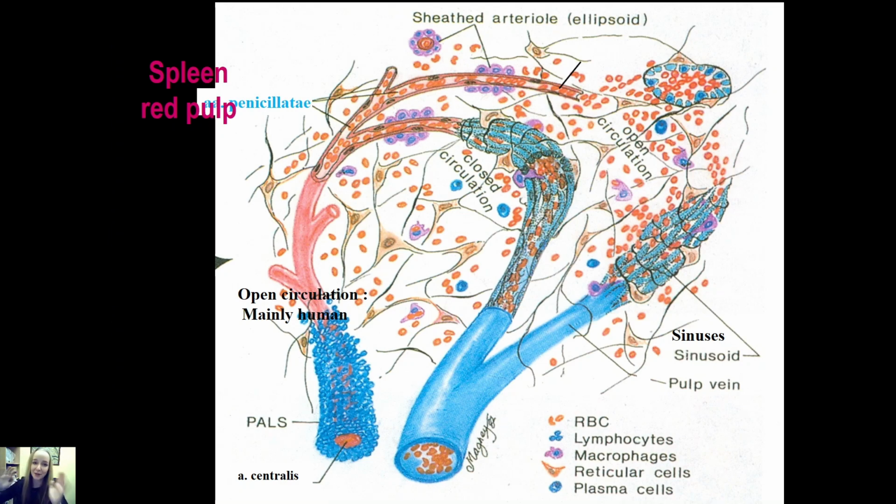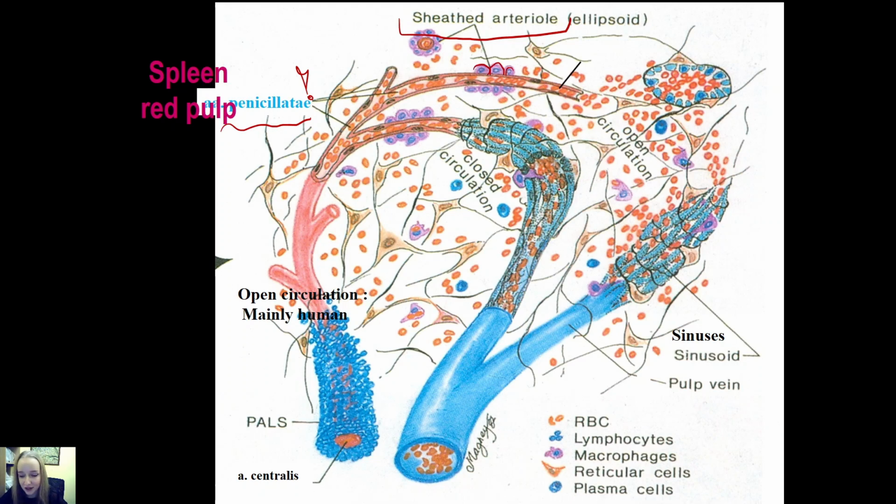So what's really happening in the spleen? Voila! Here we have, of course, the central artery over here with the periarterial lymphoid sheath around. It's dividing into penicillar arteries. You should know this name. They are dividing into sheathed or capsulated arterioles, which are encapsulated by macrophages that are sitting around.